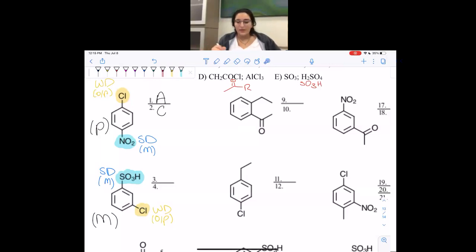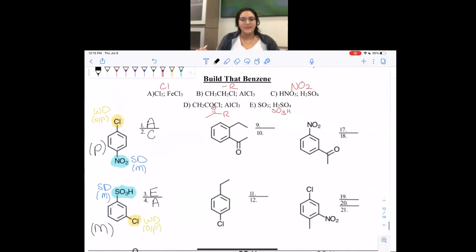So which one of these had to be on the ring first? And a couple people already said it. So SO3H had to be added first so that it could direct chlorine. So it would be E was the first reaction and A was the second. So think of it as retrosynthesis. You're figuring out how we built the benzene.